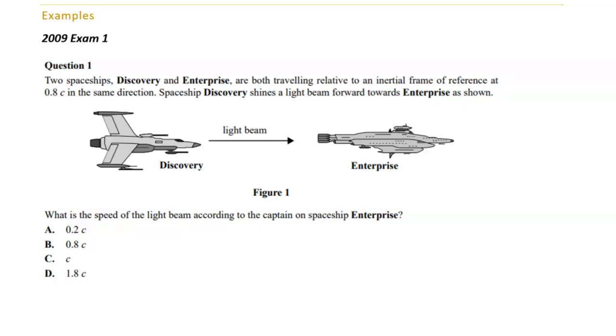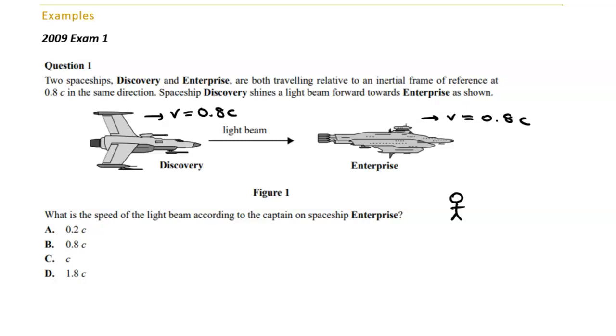We've got two spaceships, delightfully called Discovery and Enterprise. They're both travelling relative to an inertial frame of reference at 0.8 c in the same direction. We are told the spaceship Discovery shines a light beam forwards towards the Enterprise as shown. So I think we are another observer. We are in our own inertial frame of reference, and we measure the velocity of each of these to be 0.8 c. So that's 80% of the speed of light. The relative velocity between them is 0 because they're not moving further apart from each other or closer together. The question asks, what is the speed of the light beam according to the captain on the spaceship Enterprise?